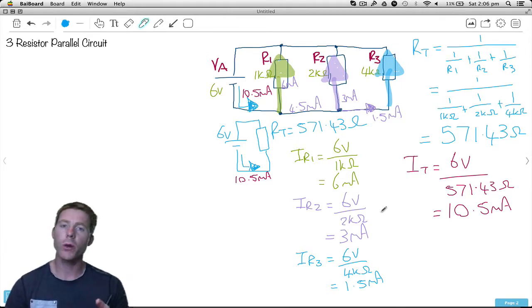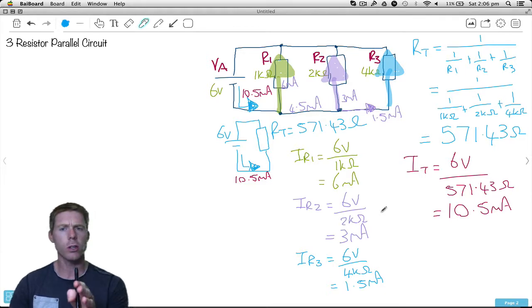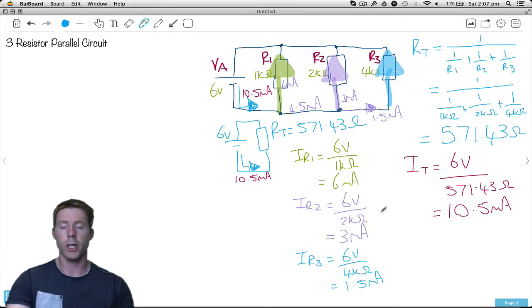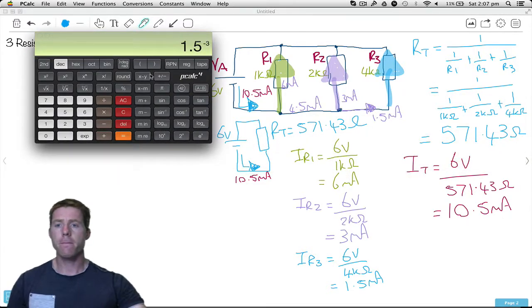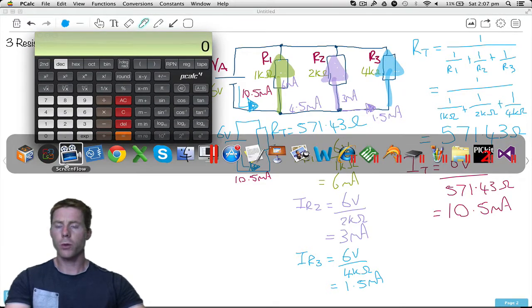So even before we do any of these calculations, we can have a look at it and go, well, they're all in parallel, which means they're all going to have the same voltage. This one's a 1K, this one's a 2K, this one's a 4K, but without doing any calculations, I can see the 1K should have the most amount of current, the 2K would have the next most amount, and then the 4K would have the least. And that'll be really handy when we talk about troubleshooting later on. Okay, finished with the calculator for now.